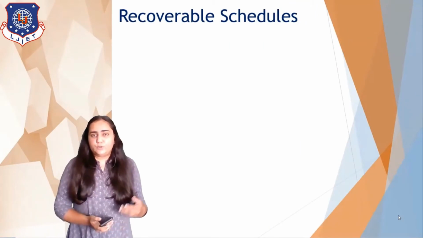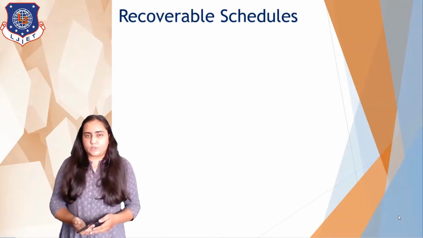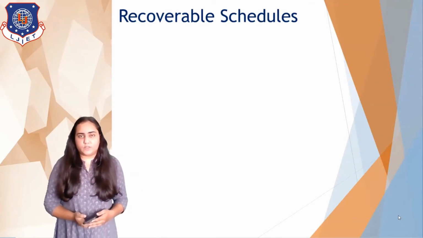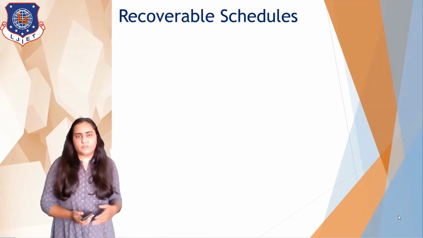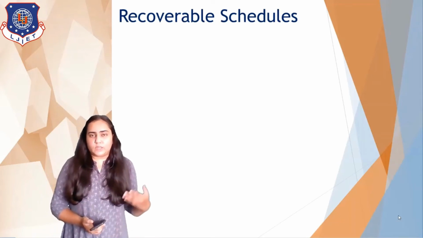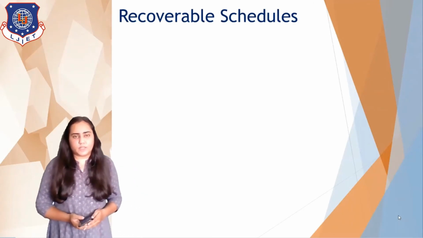Now we're going to see two more types of schedules. We've already seen serial schedules and concurrent schedules. Now we are going to see recoverable schedules and non-recoverable schedules, which are opposite of each other. And we are also going to see cascading schedules and cascadeless schedules. So let's take a look at recoverable schedules.